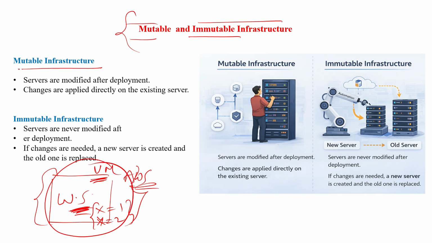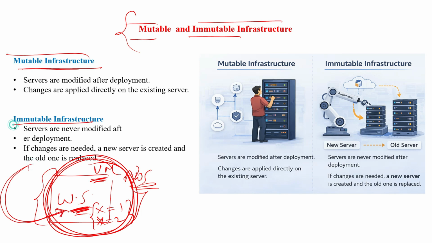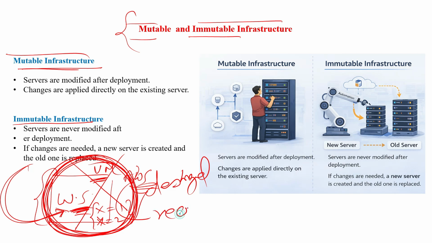So if it is a mutable infrastructure, then it is allowed. That means you can change the values in the existing infrastructure. That means you have an existing virtual machine where one web server is running, so you can modify the value there. And when we say immutable infrastructure, even if any kind of value needs to be changed here, the complete system will be destroyed, and it will be recreated with the new values.